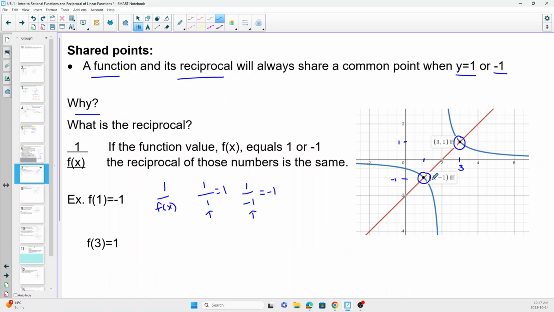This one really allows you to start drawing your reciprocal function graphs with a little bit more accuracy. If you have your original function on the Cartesian plane, you know I have to go through this point here because they have to intersect at that point.